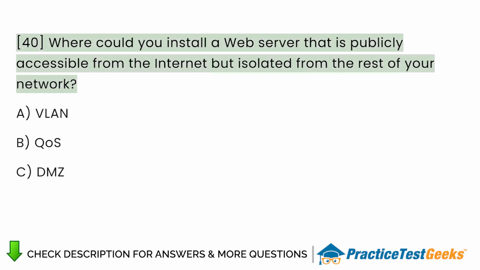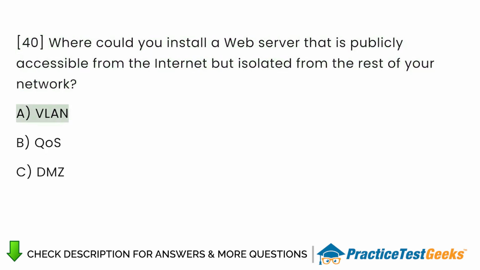Where could you install a web server that is publicly accessible from the Internet but isolated from the rest of your network? A. VLAN. B. QoS. C. DMZ.